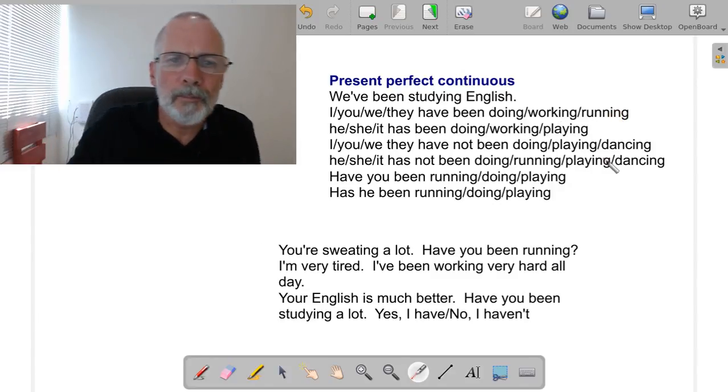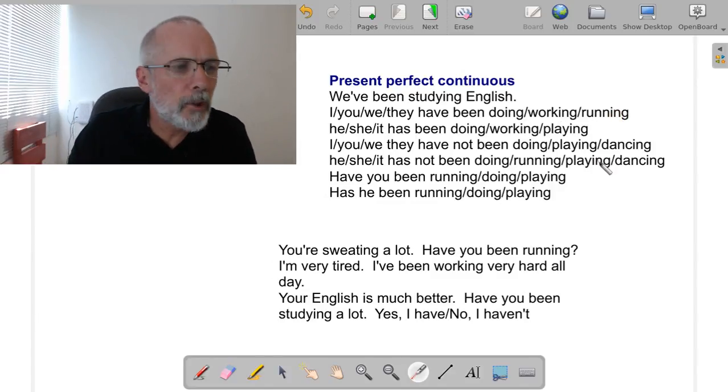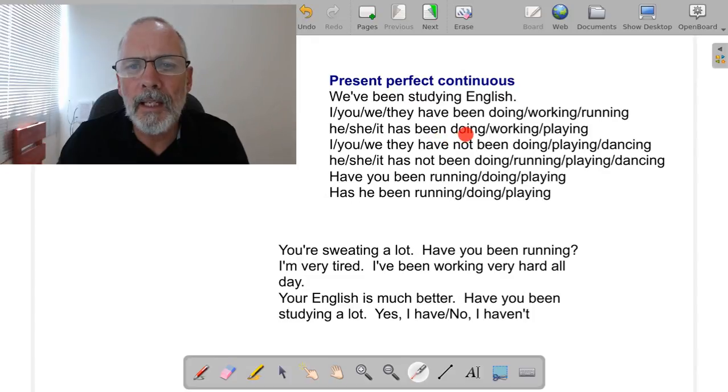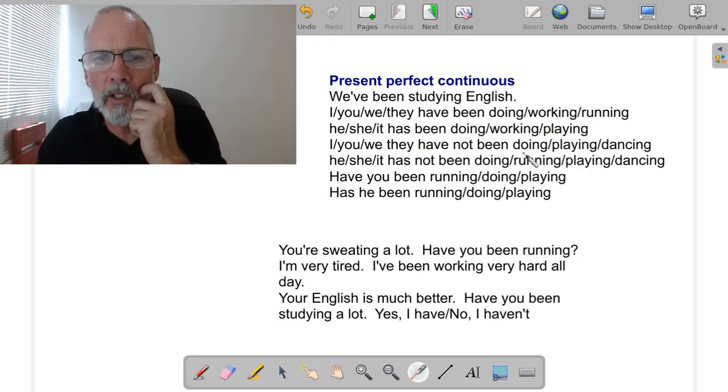Those are examples. When the subject is the third person singular, he, she, or it, we need to use has instead of have. So then we say, he has been doing, she has been working, it has been playing. For example, these are examples.